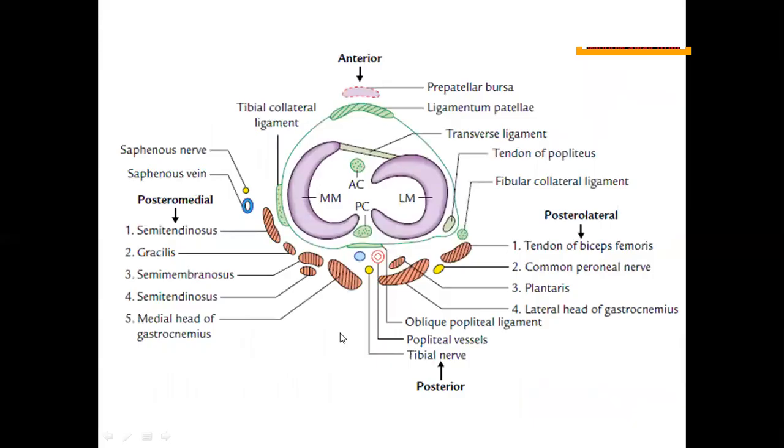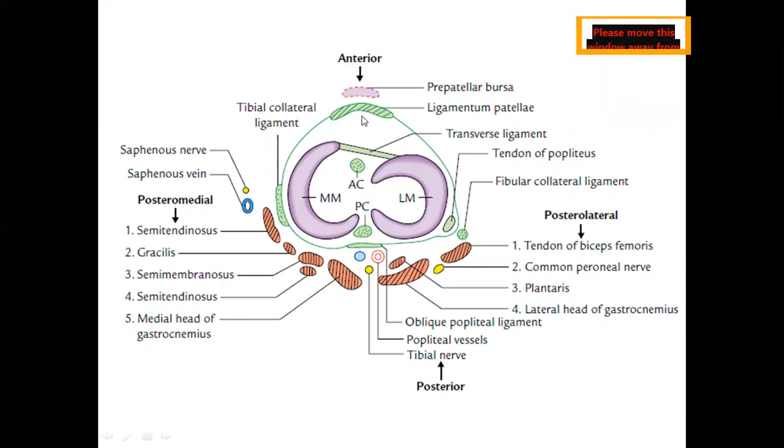Now relations. Basically, you have to keep this picture in mind to understand the relations. You have to practice this and draw it in your exams. This picture is very, very important. This is the superior aspect of the tibia bone. We know this is the tibial tuberosity. This is the anterior aspect of the picture, and this is posterior. The medial meniscus area will be on the medial side, and the lateral meniscus area on the lateral side.